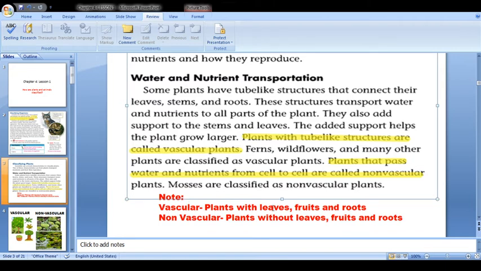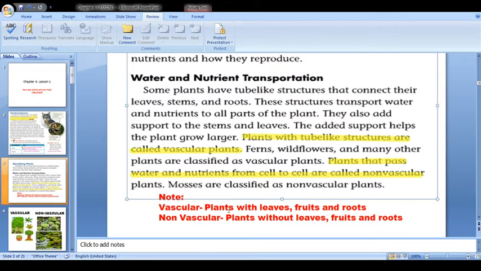Vascular plants have leaves, fruits and roots. How do they send the nutrients? Vascular plants send the nutrients through a tube-like structure. Vascular plants have a tube-like structure, and they send the nutrients through the plant with it. They have a tube-like structure inside the plant, and when they want to send food through the plant, they use it.